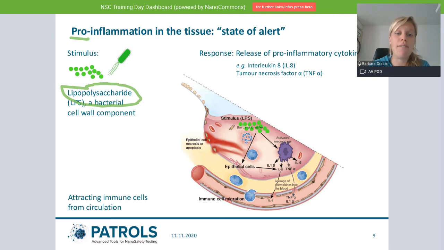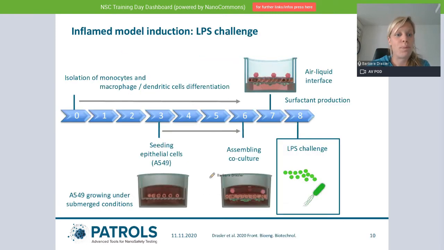So as I said, in vitro, we can also use this tool. If we apply this stimulus LPS, and if we're lucky, then our model will respond to it by showing pro-inflammation specific characteristics. So how to include this in our experimental setup? After the model has been at air-liquid interface for 24 hours, we can challenge it with LPS.